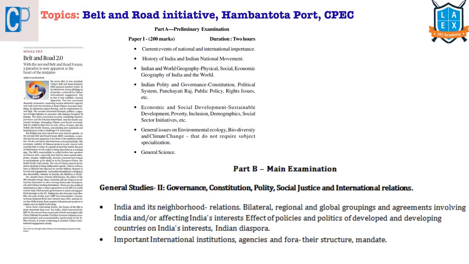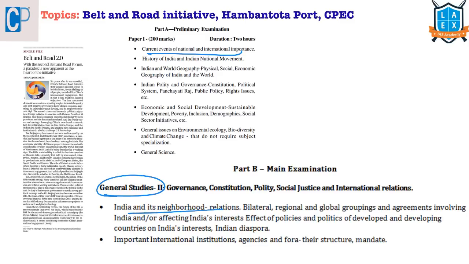The next article is Belt and Road 2.0. This article is completely about the objectives of the Belt and Road Initiative of China. In case of prelims, it comes under current events of national and international importance, and in case of mains, it comes under GS paper 2 under the topic of international relations.